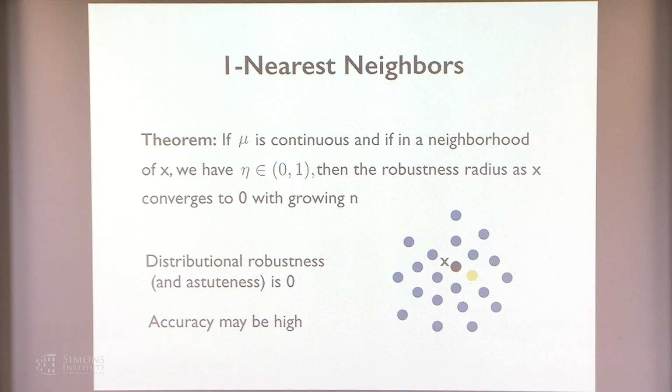As n goes to infinity, the robustness radius decreases. This is somewhat in contrast with accuracy, which still might be high. If your eta is like 0.99, your accuracy might still be pretty high, because your accuracy will converge to twice eta times 1 minus eta, but your distributional robustness would really go to 0.